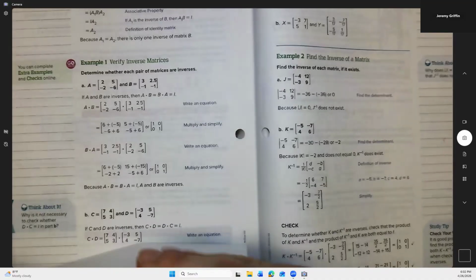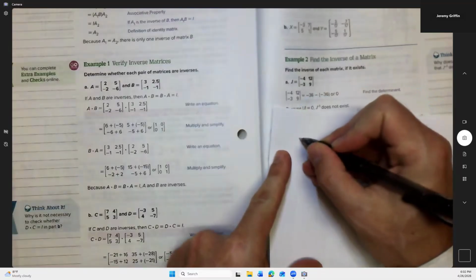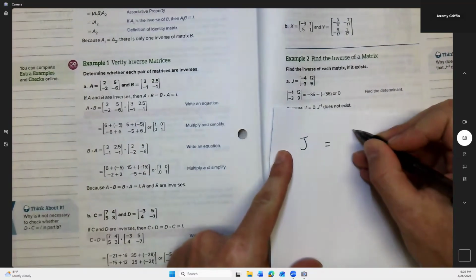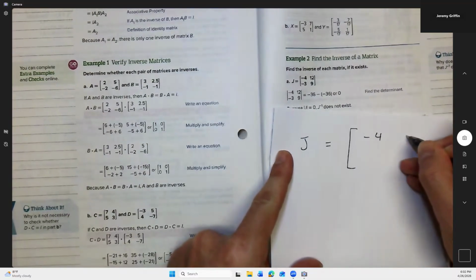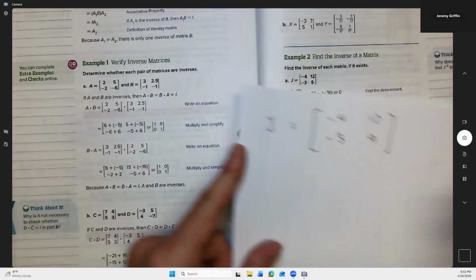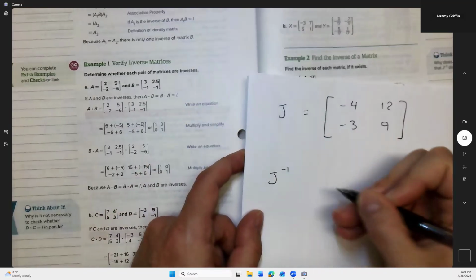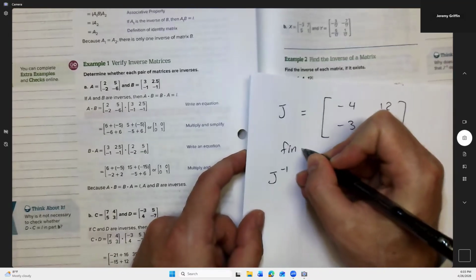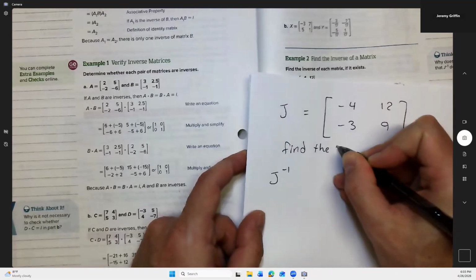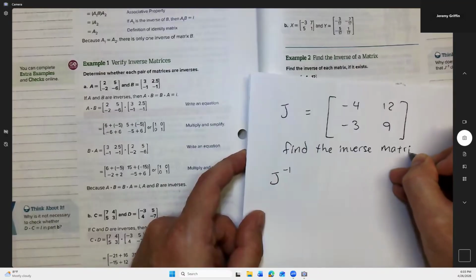Okay, so we've got matrix J: -4, 12, -3, 9. Now, I remember how to find the inverse, J inverse. So here, let's drop that down and find the inverse matrix.